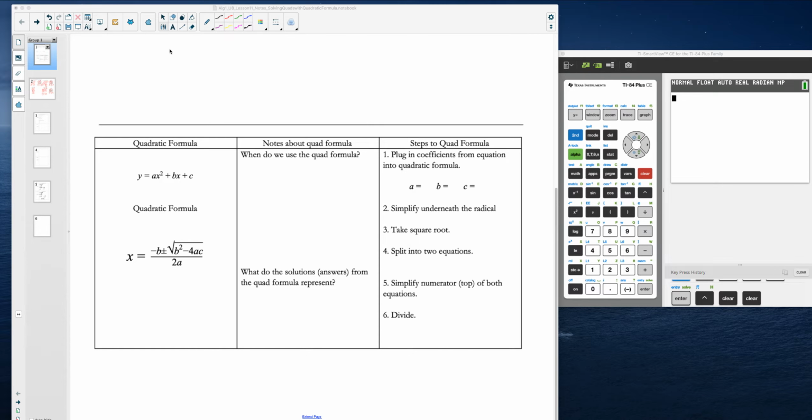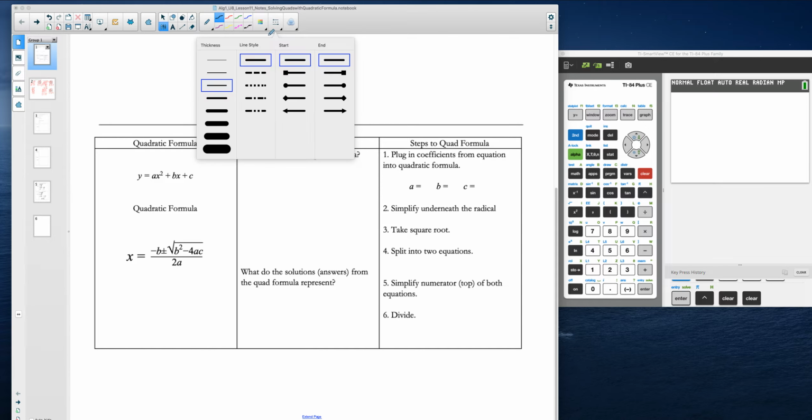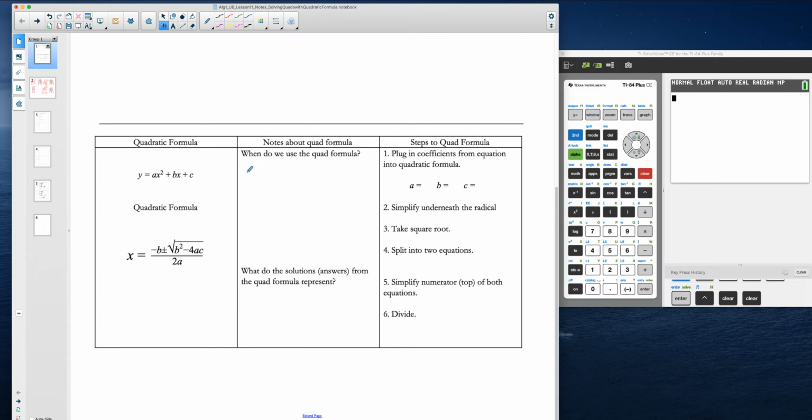So when do we use the quadratic formula? That is the same situation we've been talking about. We use this to solve. And we said that the keywords are the x-intercepts, when we see the word solutions.